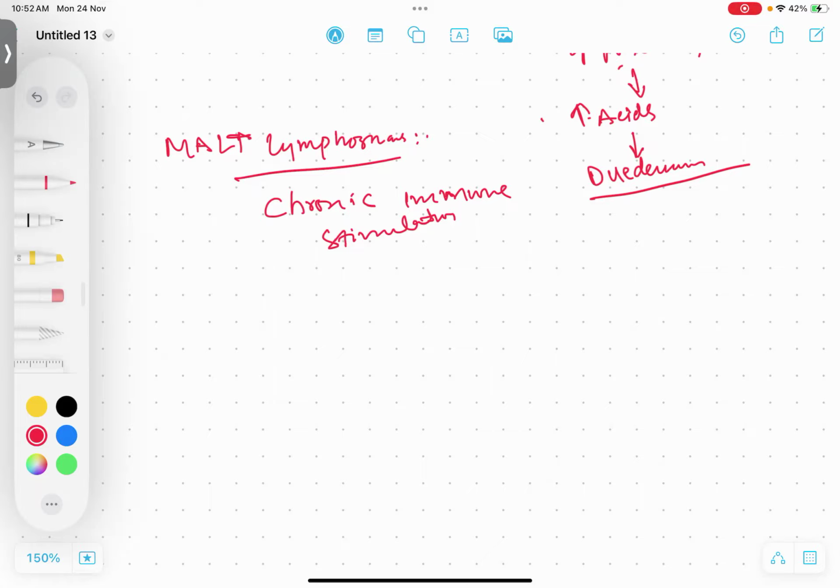The important cause of this MALT lymphoma is chronic immune stimulation due to the specific antigens produced by different viral or bacterial causes. The important trigger is these H. pylori antigens. Okay. All right. So it's also associated with gastric adenocarcinoma. Okay.